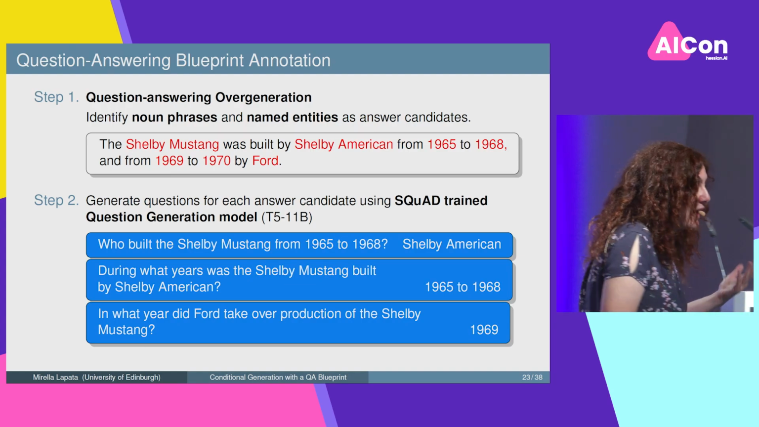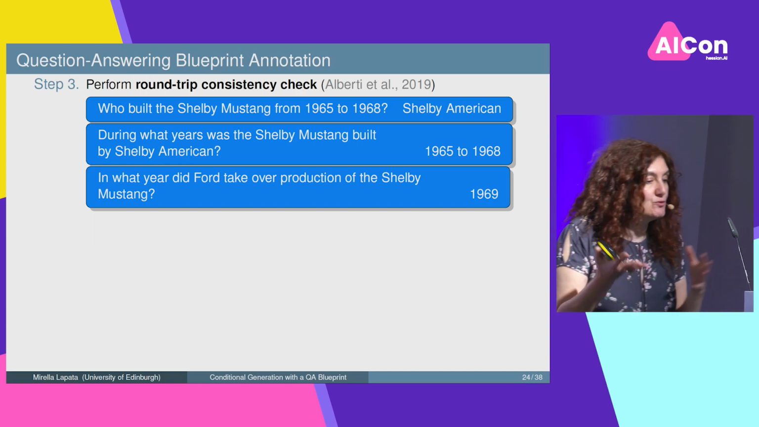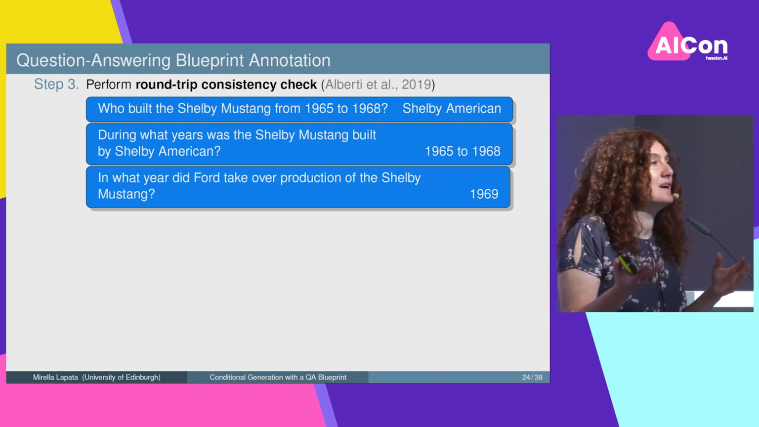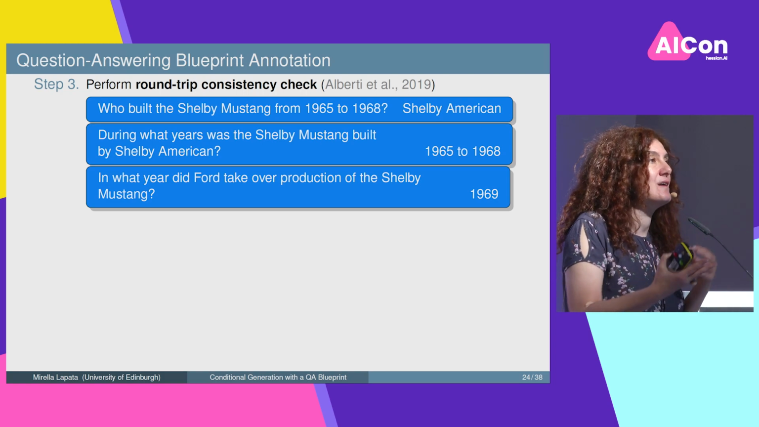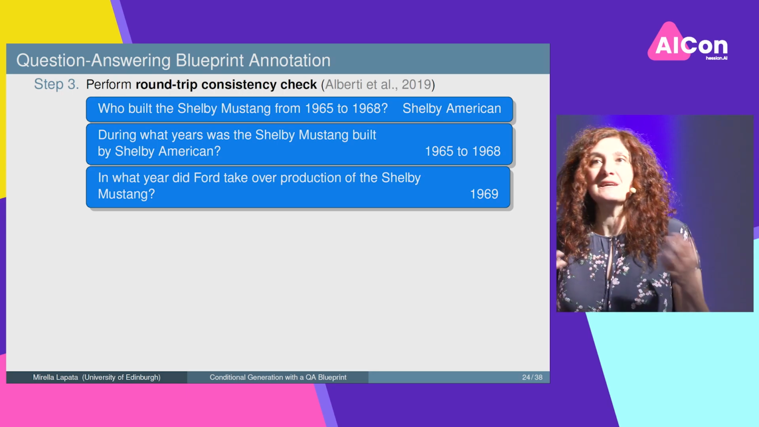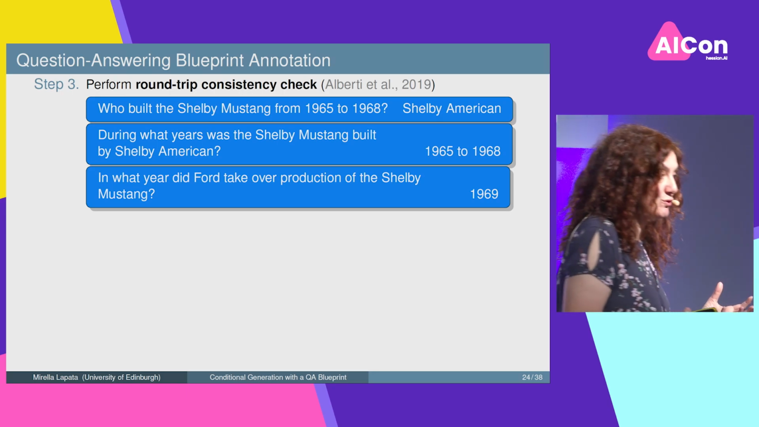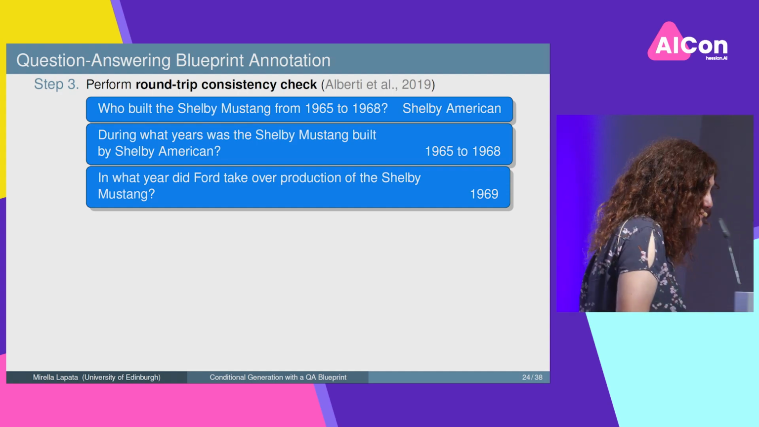So one, for example, heuristic would be, that's not a heuristic that makes sense. You do some basic consistency. You know, if you actually generate a question and you don't get the same answer, if you actually use the question answering task, that's a problem. Your question is no good. So this is called round-trip consistency check.